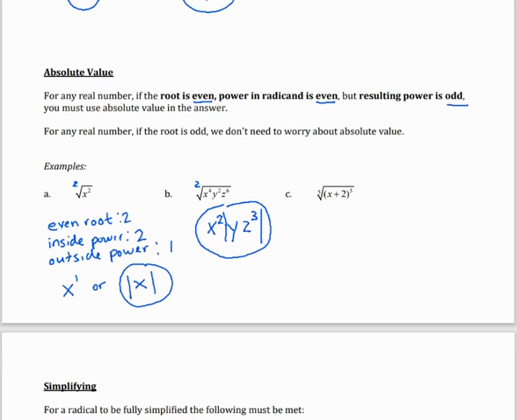Okay, let's look at C. This one is saying the fifth root of x plus 2 to the fifth. So this is our quantity all to the fifth power. 5 goes into 5 once, so that means the quantity of x plus 2 comes outside, and I'm not left with anything. Now we check our absolute value. Even come out odd? No, it was odd to begin with, so I don't even worry. And so here's my answer.